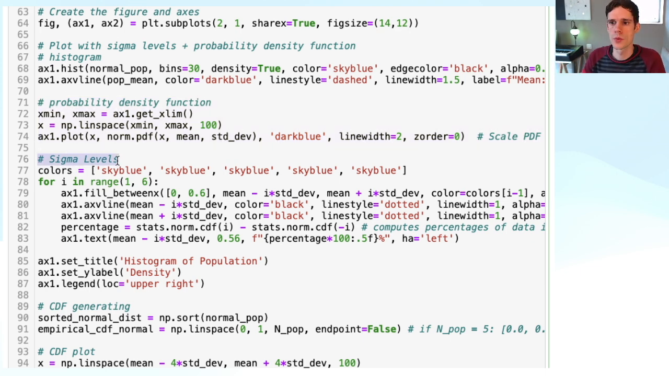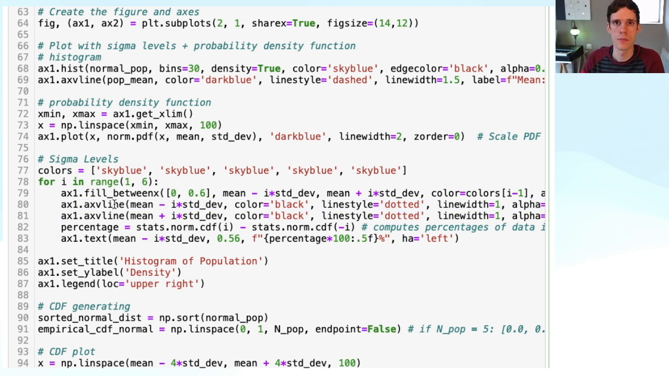And then we will come to the last element on our figure, which are these sigma levels, indicating the data intervals. Now, the color array will just be something that we will need later on in our for loop, because it's the for loop that actually makes all of the elements. Each iteration of the for loop corresponds to one sigma level. So we have I going from range from 1 to 6. So 1, 2, 3, 4, 5. 5 sigma levels.